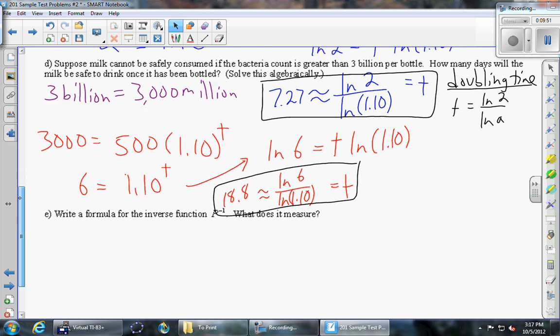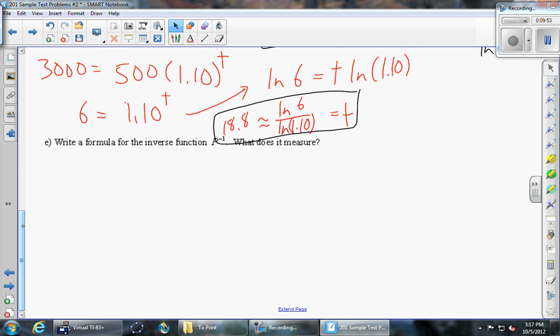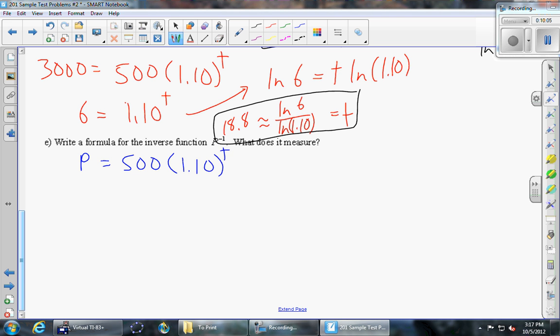Part E, write a formula for the inverse function P inverse. What does it measure? Okay, so finding the inverse is just a process. First, we have to pick which formula we're going to use. I'm going to keep using this 500 times 1.10 to the t.